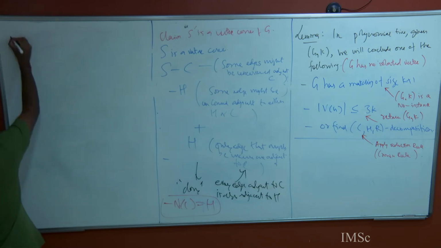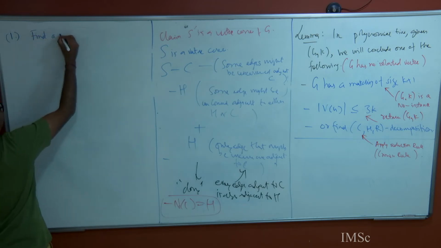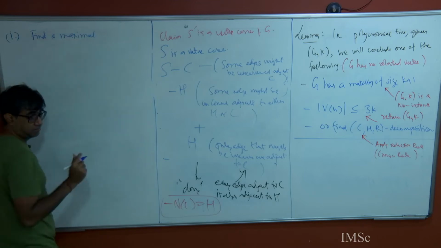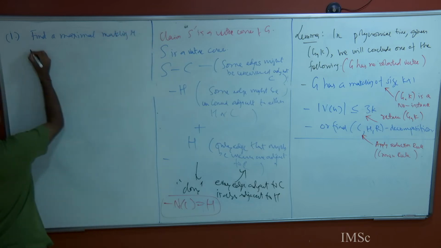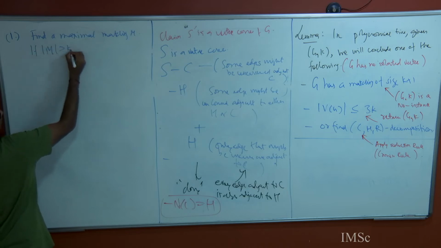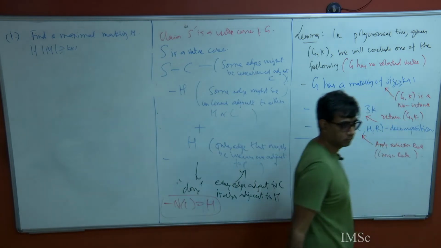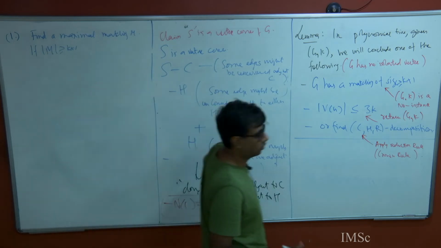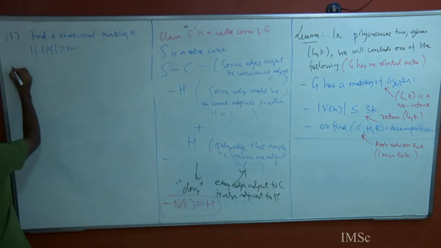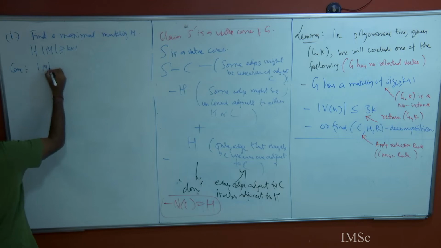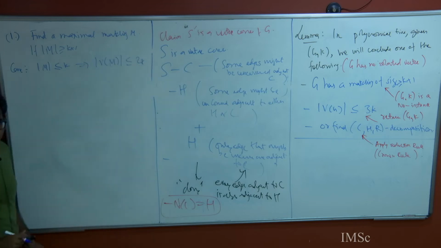Okay. First step, what should I do? Find a maximal matching M, maximal, not even maximum, find a maximal matching M. So, if M is at least k plus 1, I stop, I return this answer. Okay. So, now we are in the case, what is the case we are in? Which implies the vertex set of M is at most 2k.